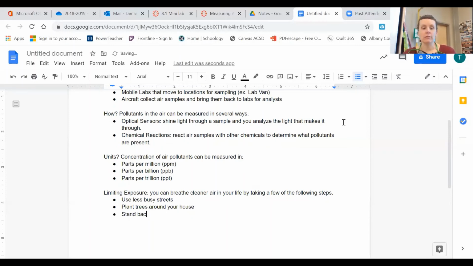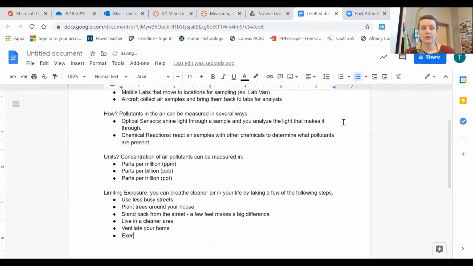Stand back from the street, okay? A few feet makes a big difference, okay? A few feet makes a big difference. So if you're waiting to cross the street and you're standing right on the edge of the sidewalk, just a few feet back, mobile labs have determined that here versus here, okay, just a few feet back is going to make a big difference in your air quality when you are on a street, okay? Live in a cleaner area, so we already have that one, okay? Ventilate your home.